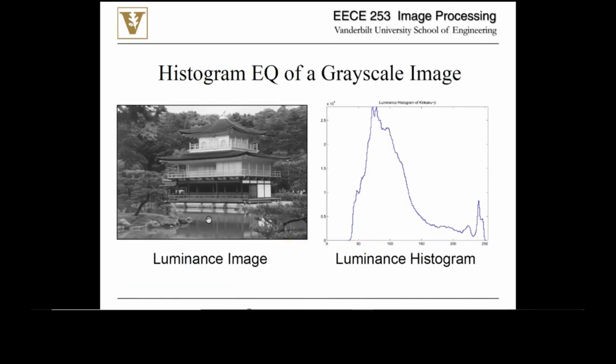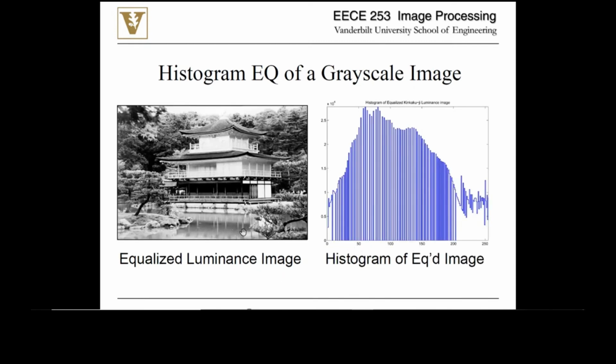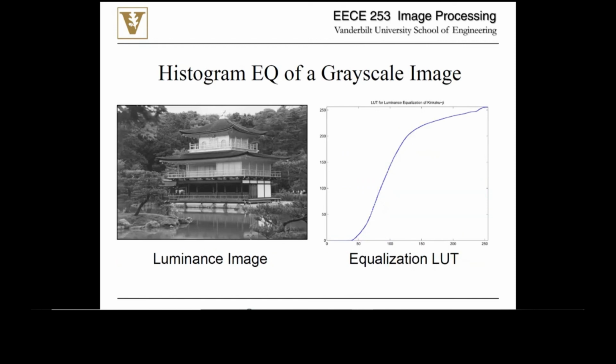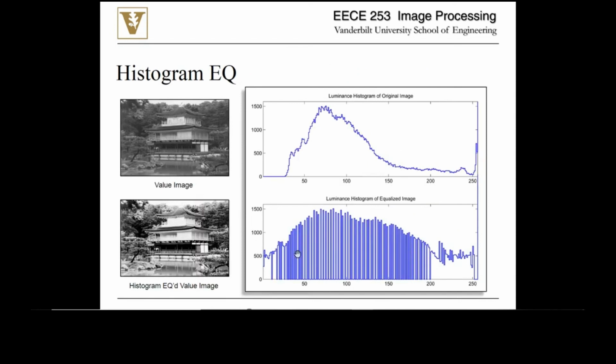Okay, so here is the same transformation, but now with the luminance image. So we have the luminance image, the luminance histogram, the luminance cumulative distribution function, then you convert it into a lookup table, and then you apply it to the input. Actually, the transformation is not so natural.